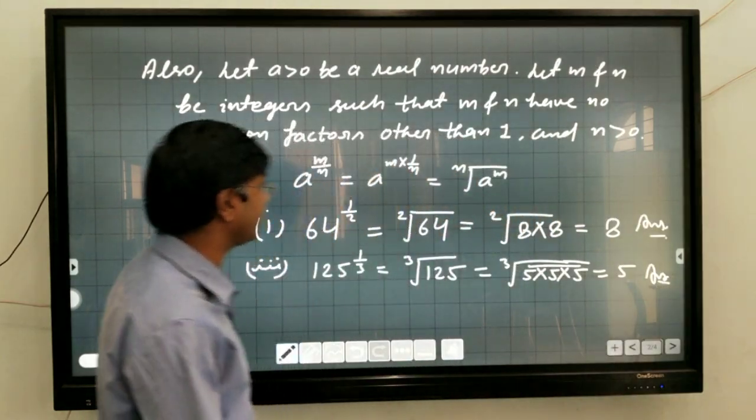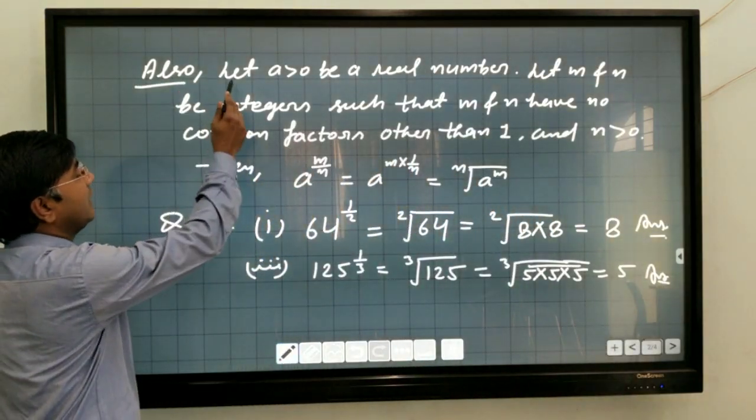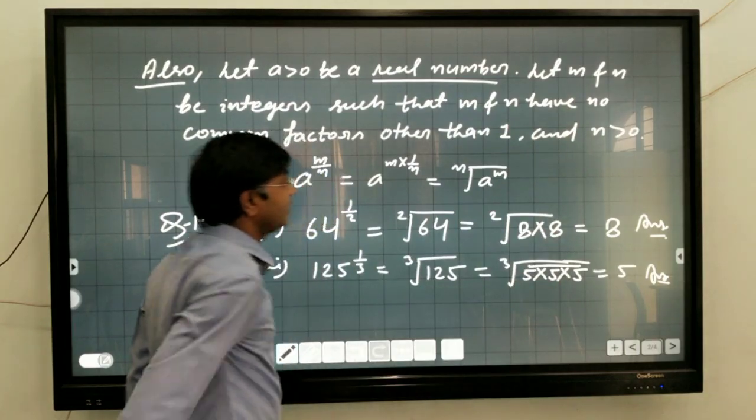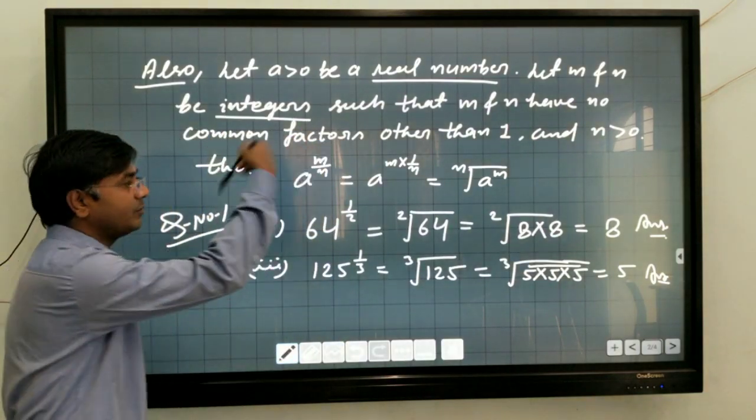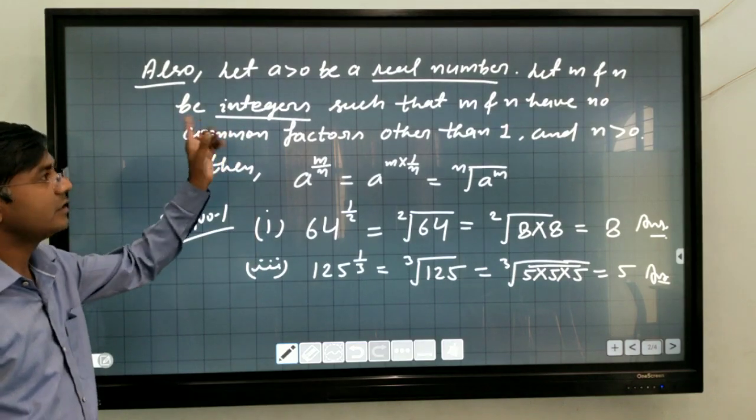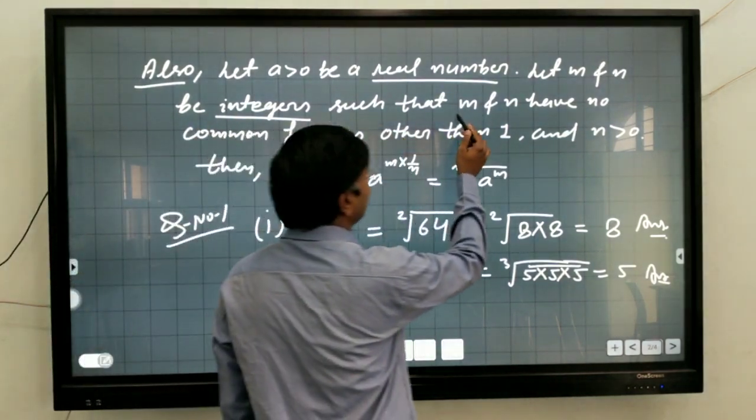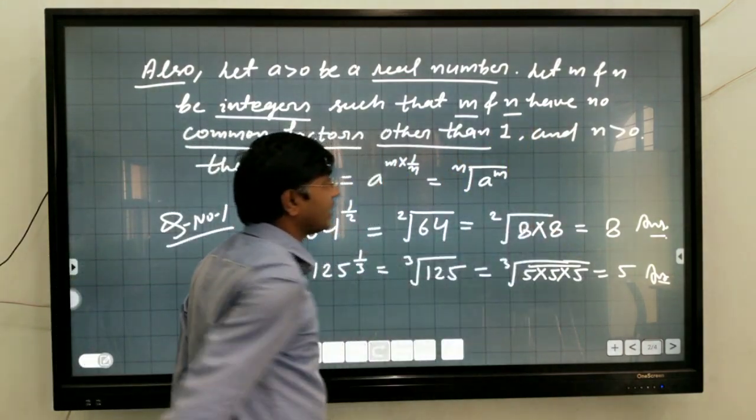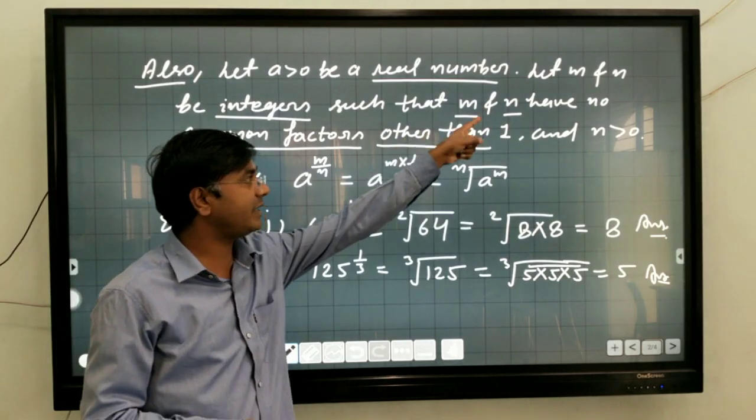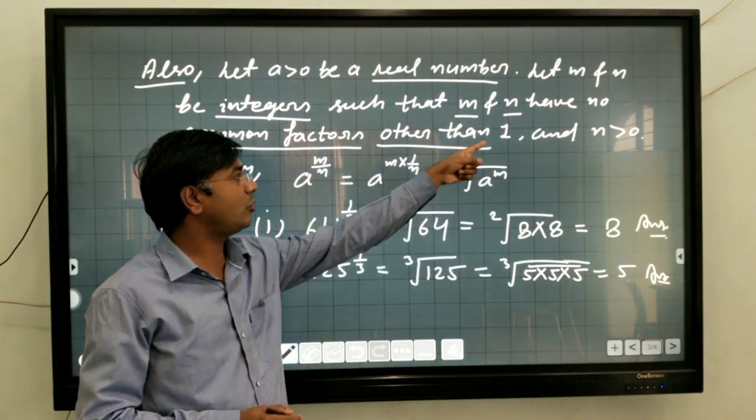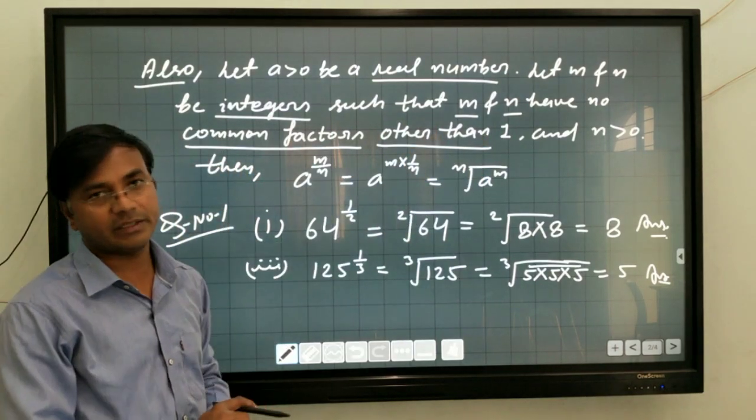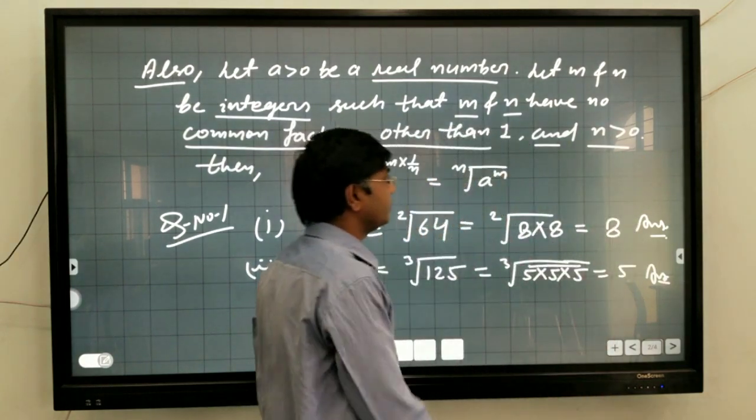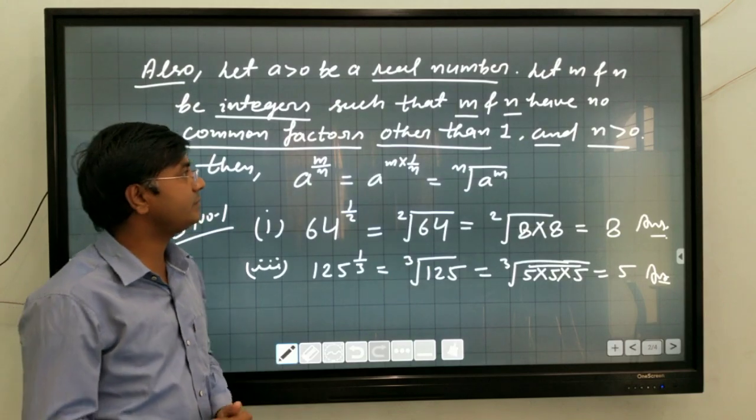Now one more rule is also there. Also, let a be greater than 0, b a real number, and let m and n be integers. Previously we took rational numbers, now we are taking integers in this property, such that m and n have no common factors other than 1. That is, m and n are co-prime numbers, because they have only 1 as a common factor. There is no other common factor. And n is greater than 0, any positive integer.